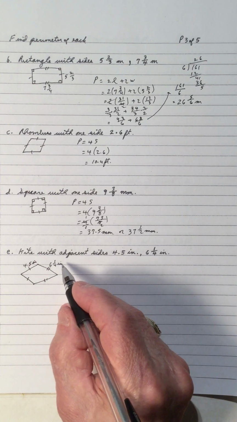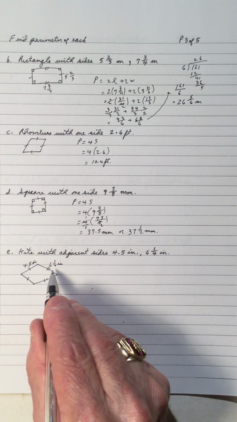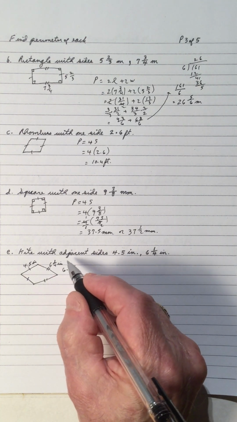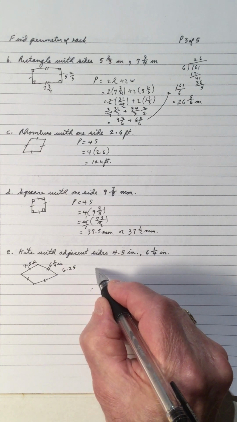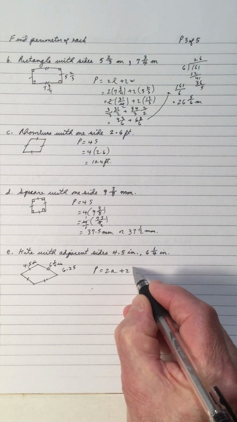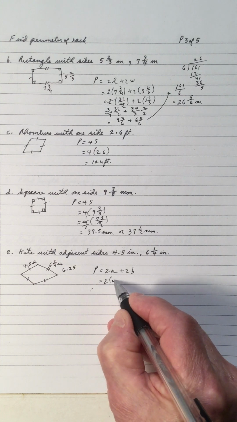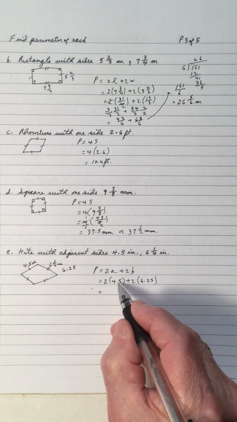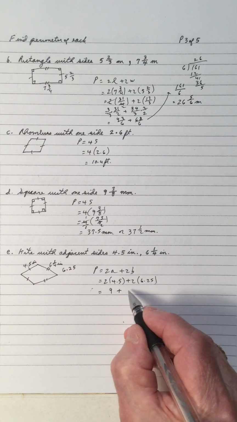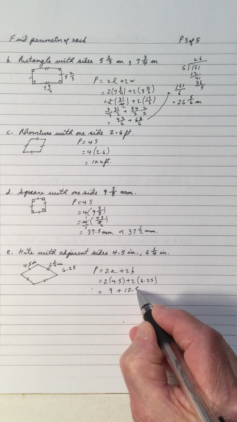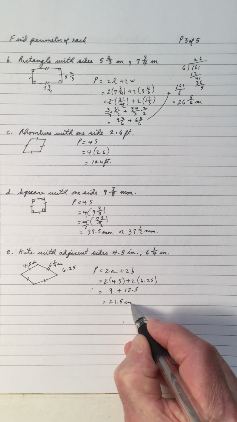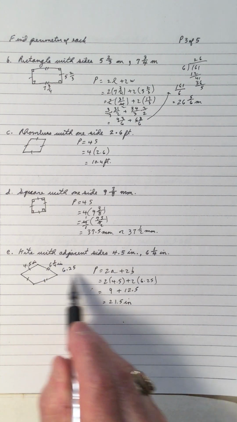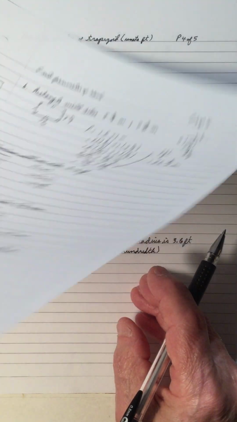To add them, we need to make them either all in fractions or all in decimals. So 1/4 is 0.25, like 25 cents. So for a kite, the perimeter P is equal to 2A plus 2B, just like the parallelogram. So it's 2 times 4.5, and 2 times 6.25. 4.5 doubled is 9, and 2 times 6.25 gives us 12.5. So that gives us 21.5 inches. I could have changed it to fractions and added with fractions, but if we change it to a decimal, it's easier to work with. I don't need to get a common denominator.